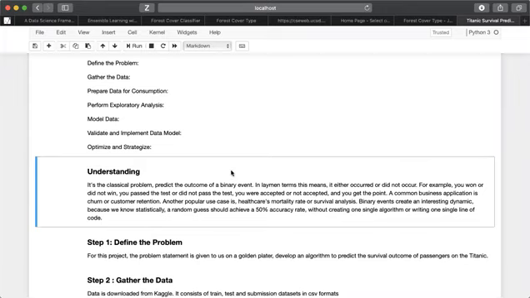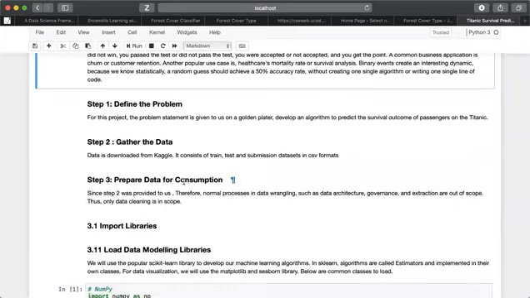Now coming to the first step of data science, defining the problem. In this Kaggle project, the problem statement has already been given to us: we have to develop an algorithm to predict the survival outcome of a passenger on the Titanic based on the features. The second step, gathering data, we also don't have to do in this project because the data has already been given to us. This data is available on the Kaggle site in the form of train data and test data. There is also one submission file in which only the IDs have been given, and we have to fill in our solutions to submit the file.